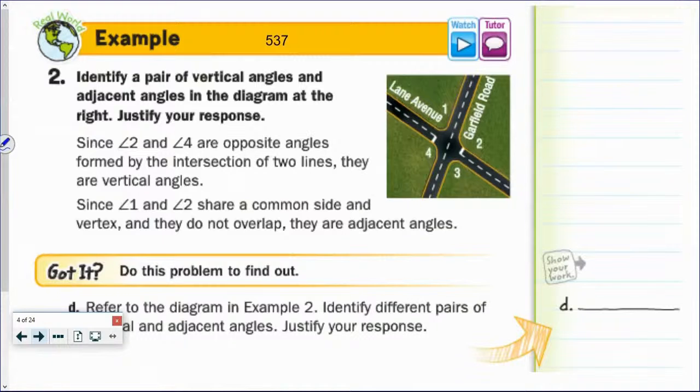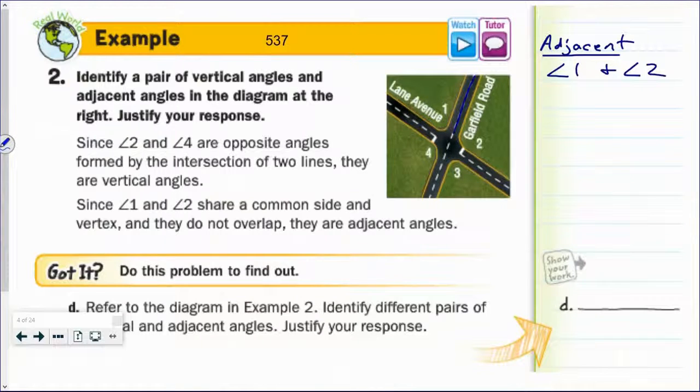It says, identify a pair of vertical angles and adjacent angles in the diagram at the right. Justify your response. So, take a look here. Angle 1 and angle 2. Those two angles touch along Garfield Road. So angle 1 and angle 2 would be adjacent angles. So my adjacent angles are angle 1 and angle 2.